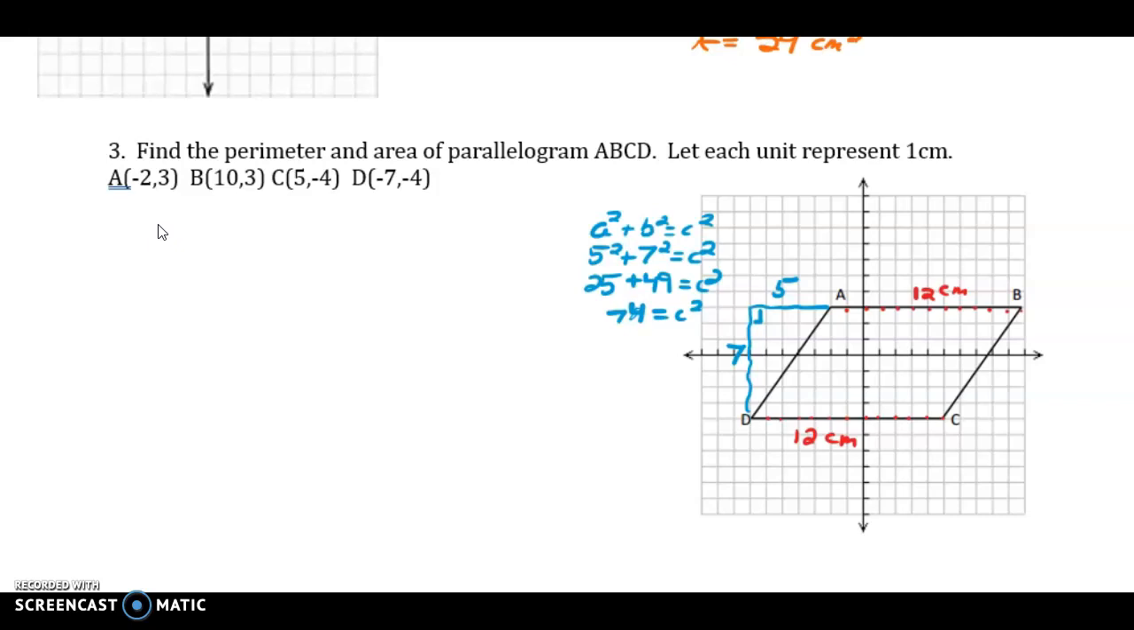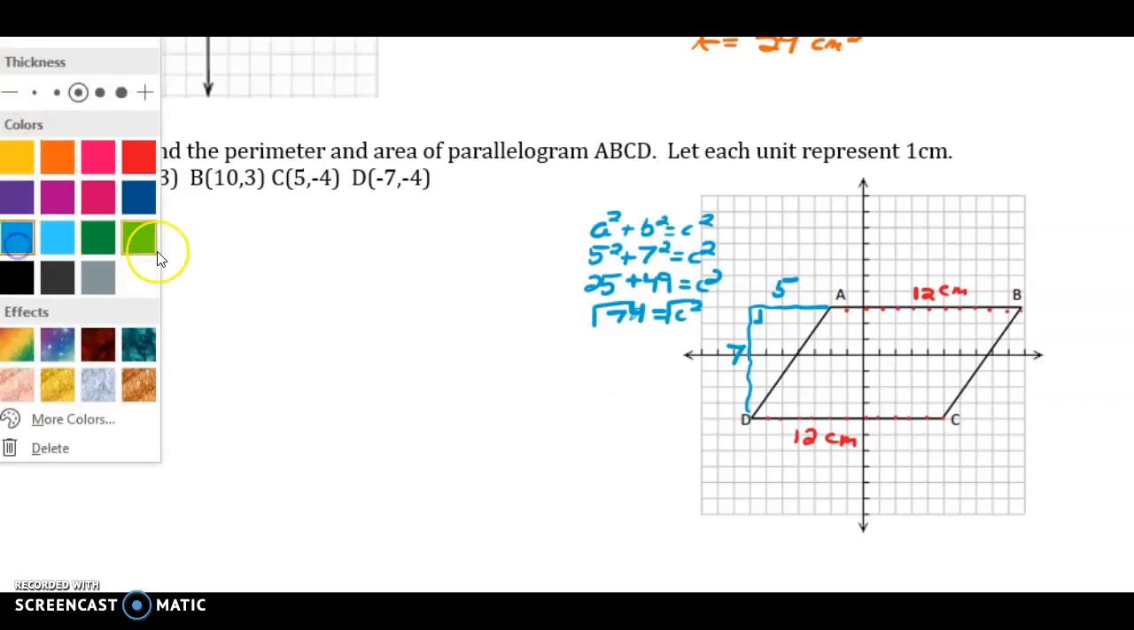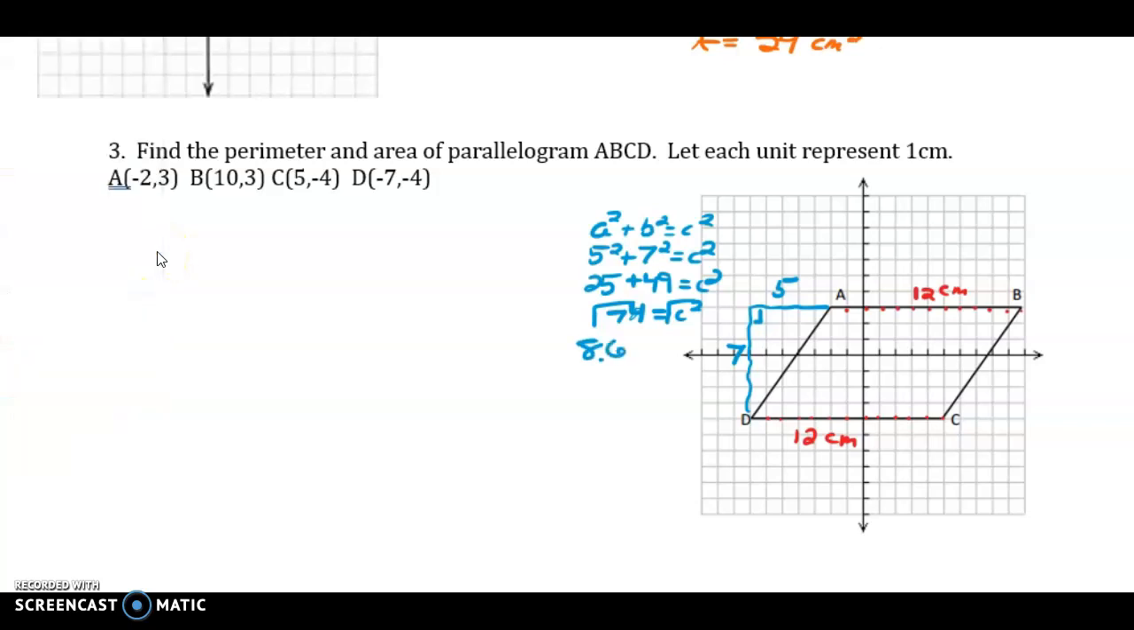And now to undo the square, we're going to take the square root of both sides. So the square root of 74. It's not going to be pretty, it's going to be a decimal. And I'm getting 8.6 is equal to c. So this side is going to be 8.6 for the triangle and for the parallelogram.